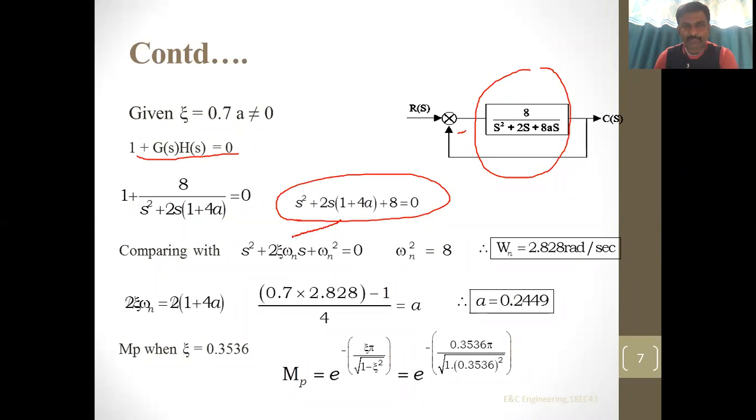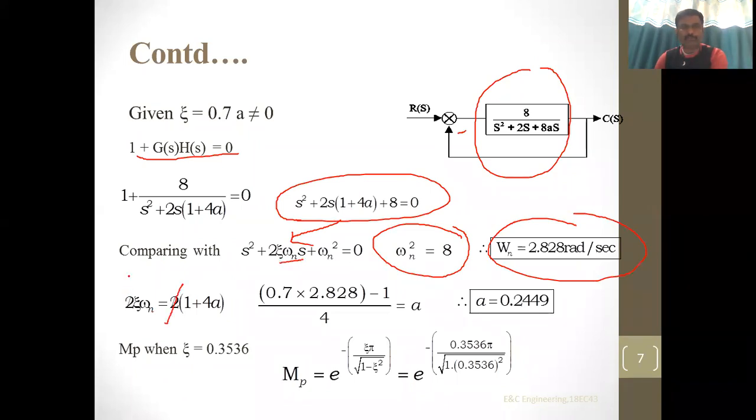Later, if I compare with the standard equation, what happens? Omega n square is equal to 8, no change. Omega n results in the same value. But what is 2 xi omega n? 2 xi omega n is equal to 2 into 1 plus 4a, where I may cancel 2 and 2. Xi omega n is equal to 1 plus 4a. Later, substituting this xi and omega n and after simplification, a has resulted in a value 0.2449. Is it okay?